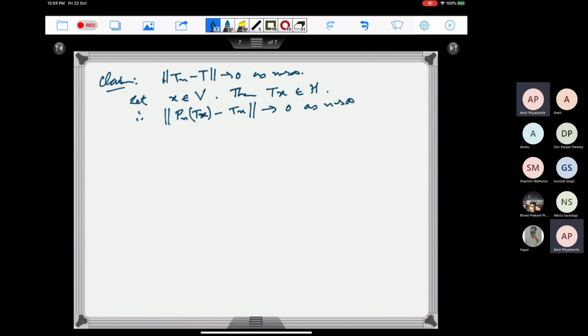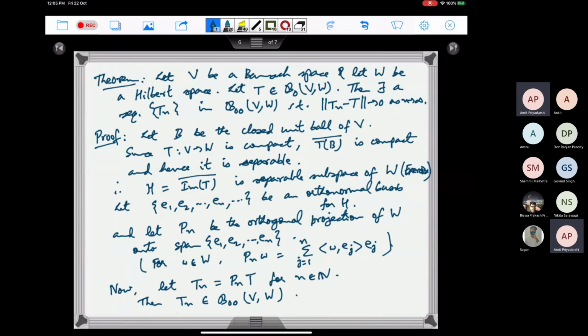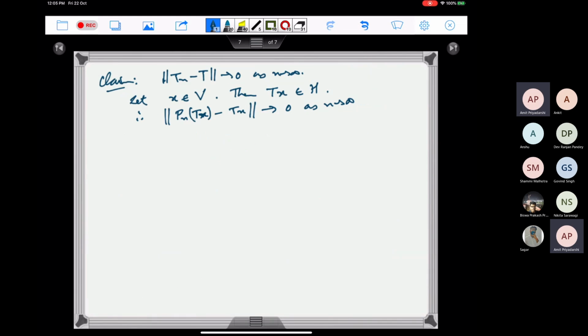Right? Because this Pn of W we are writing as the summation j equal to 1 to n of W ej, and as n goes to infinity, this converges to the summation of j equal to 1 to infinity of W ej, which is nothing but W. So Pn of W minus W, if you take that, goes to 0 as n goes to infinity. So we are using that. So Pn of Tx minus Tx. Maybe let me write this as some W so that it will be clear.